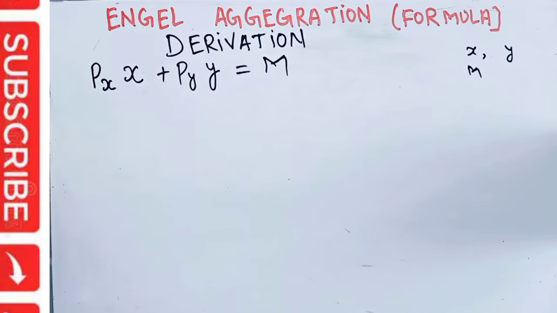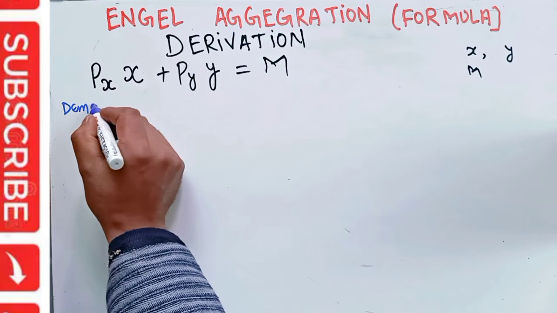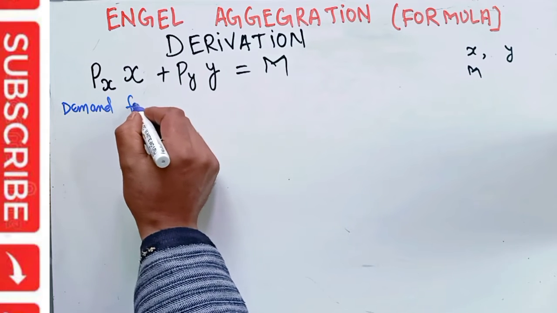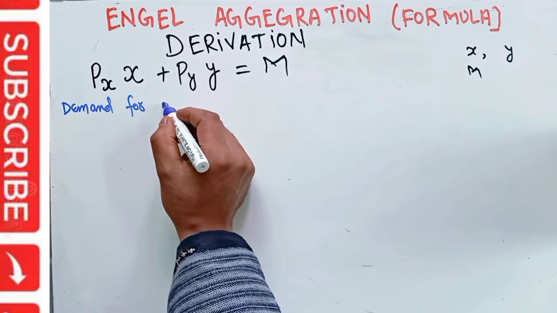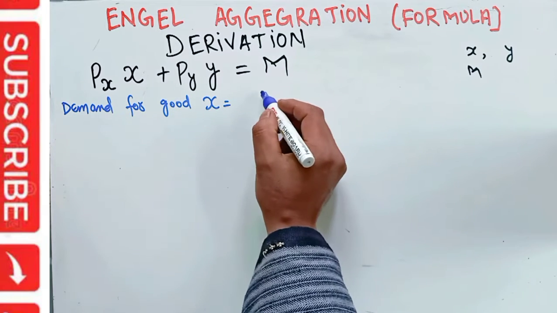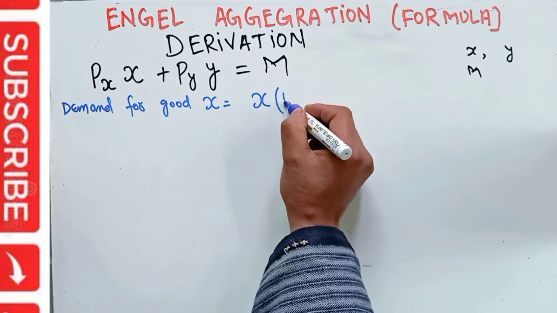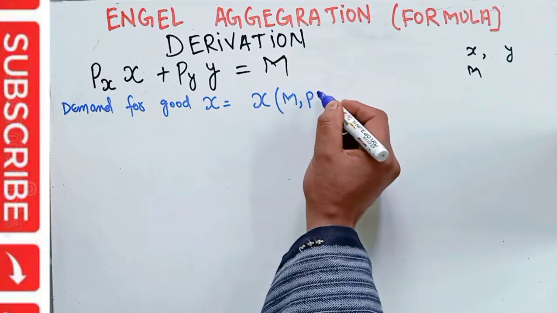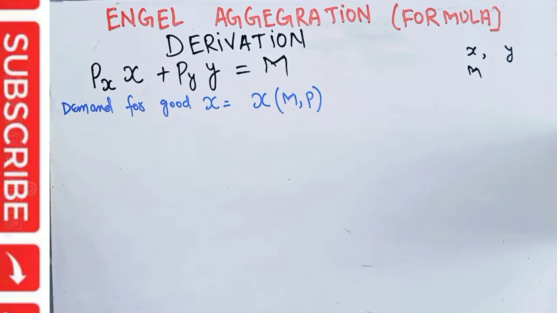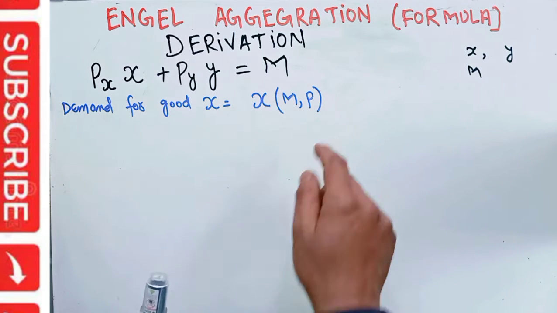Now the second thing is, what will we do? We need to find out the Marshallian demand for good X and good Y. Let us say the demand function for good X is simply a function of income and price, what we call the Marshallian demand for good X. The demand function for good X will be a function of income and price.